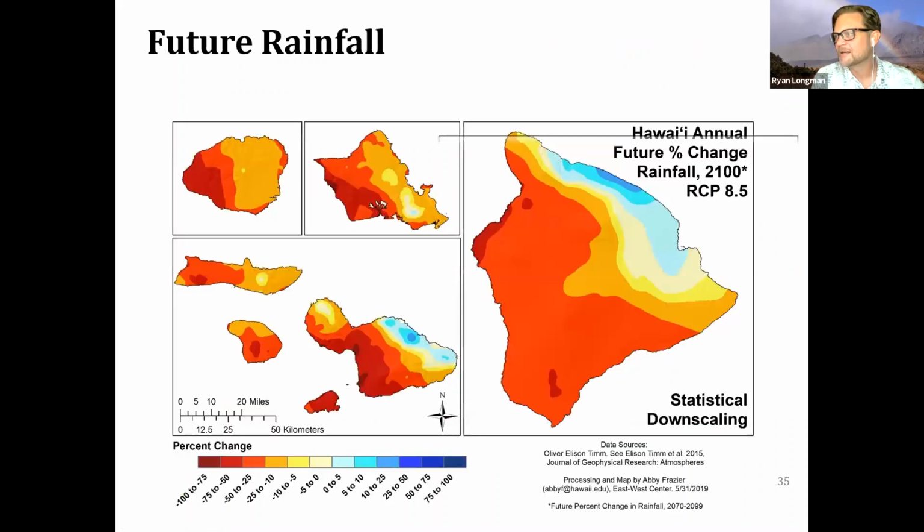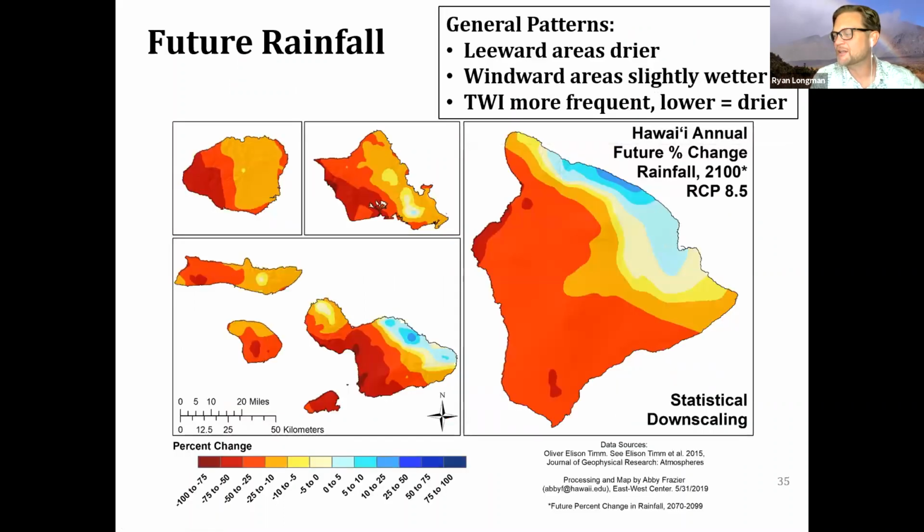case isn't so great. In terms of rainfall, the general idea is that the leeward areas are going to get drier and the windward areas are going to get slightly wetter. But again, this doesn't play out the same. This is a real general approach. And for your individual land areas, you're going to want to look under that lens and not come into that with that assumption, because it could mean different for everywhere.